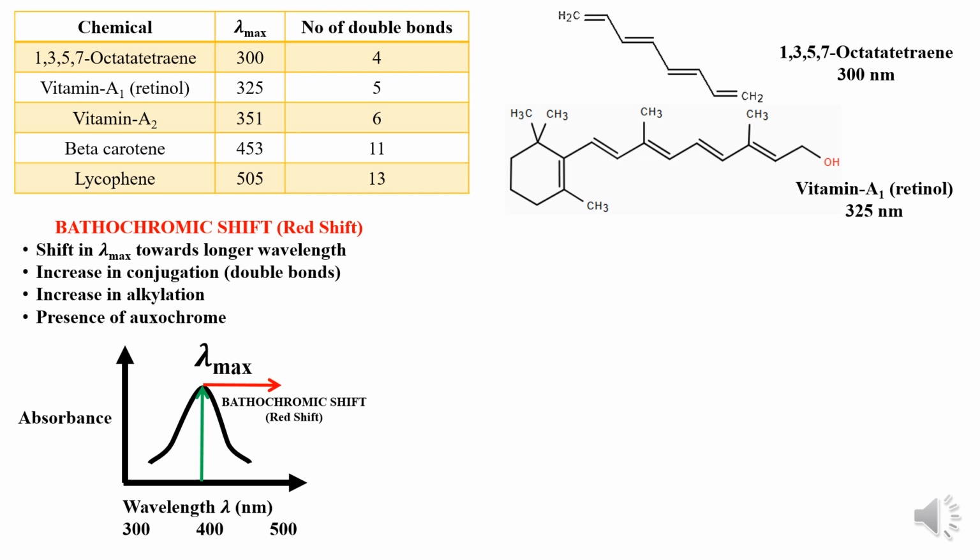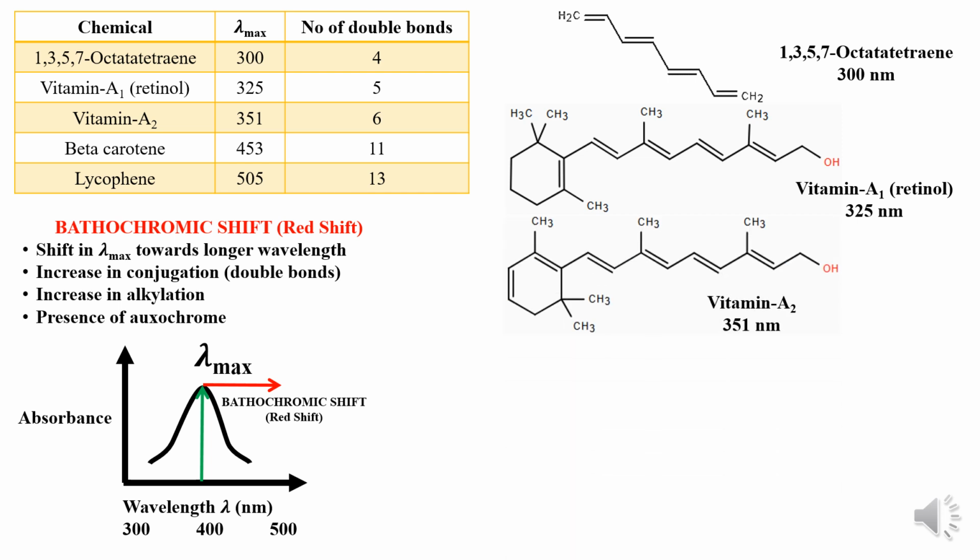The second compound is vitamin A1, which is also called retinol. It has a lambda max value of 325 nanometers. So vitamin A1 or retinol has maximum absorbance of radiation at 325 nanometers. That is its lambda max. And it has a total of 5 double bonds, and they are in conjugation.